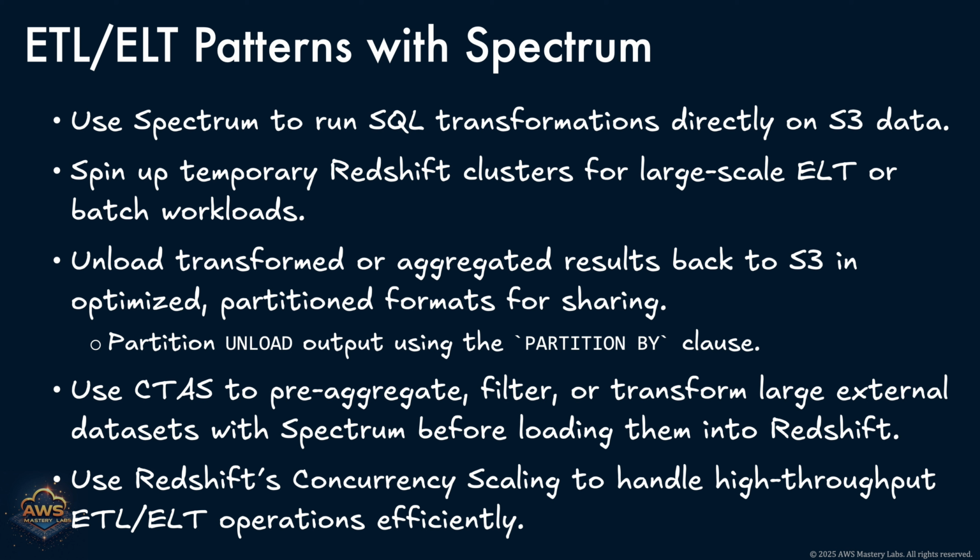On the other hand, with an ELT approach, you can load raw data directly into S3 or Redshift and then use SQL and Spectrum's external tables to transform and aggregate data in place. This leverages Redshift's powerful, scalable compute and is highly efficient for large-scale, SQL-driven workloads. Spectrum enables you to run SQL queries and transformations directly on S3 data, reducing unnecessary data movement and supporting scalable batch processing. For large periodic workloads, you can even spin up temporary Redshift clusters, process or aggregate S3 data using Spectrum, unload the results back to S3, and then terminate the cluster to optimize costs.